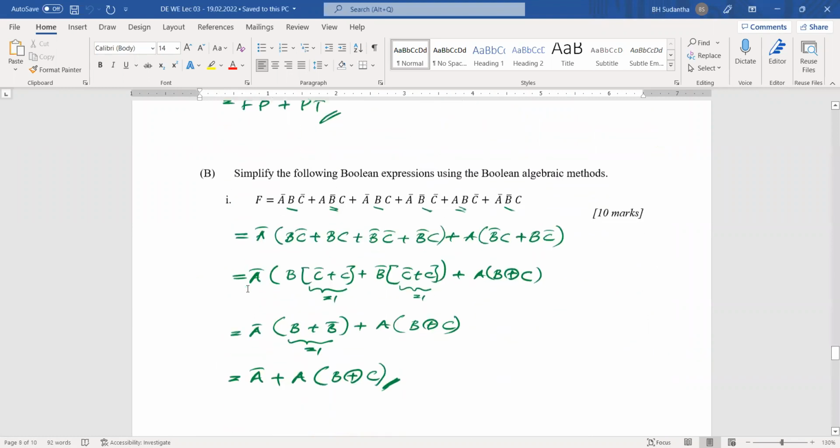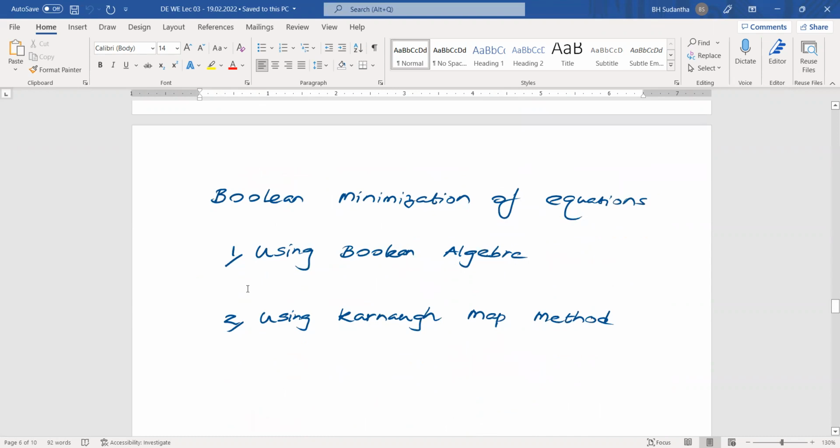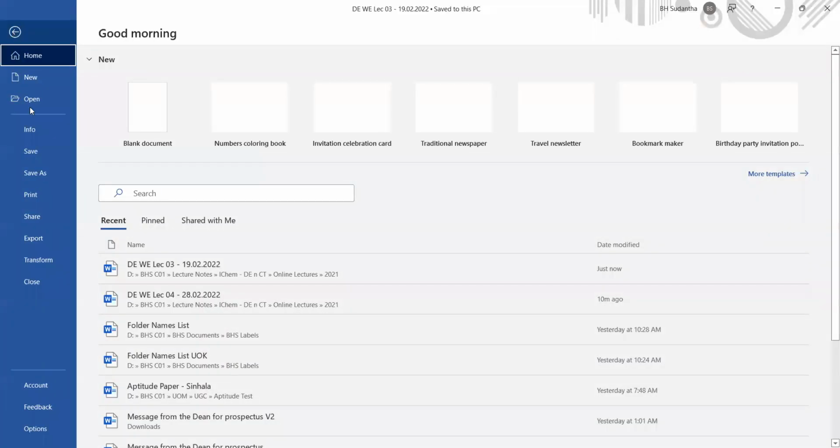Okay, today we can try the other method, but as we mentioned, we have two methods for the minimization. Then the Karnaugh method is the second one. We already tried the Boolean algebraic methods for the minimization. Then we'll start a new one.